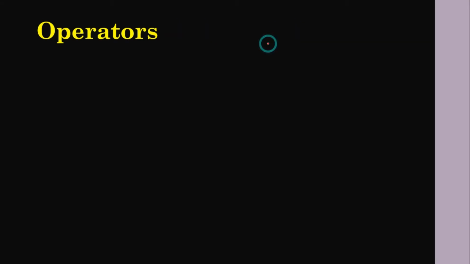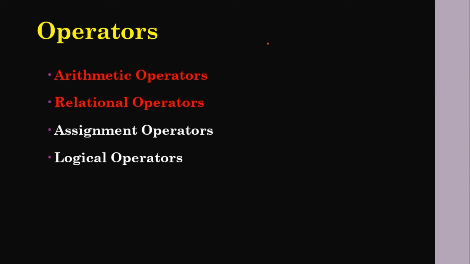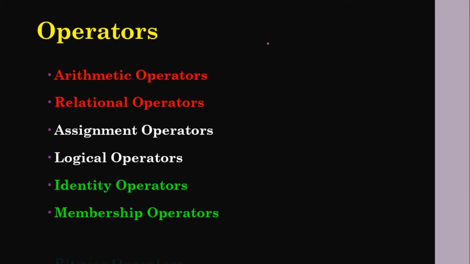In Python there are 7 different types of operators: arithmetic operator, relational operator, assignment operator, logical operator, identity operators, membership operators, and bitwise operator. In this tutorial you will learn about the first 6 operators, and the bitwise operator will be explained in another video. So let's start with these operators in Google Colab.